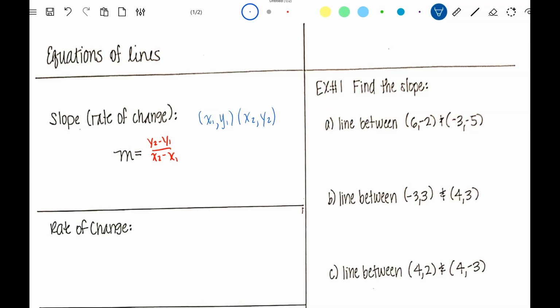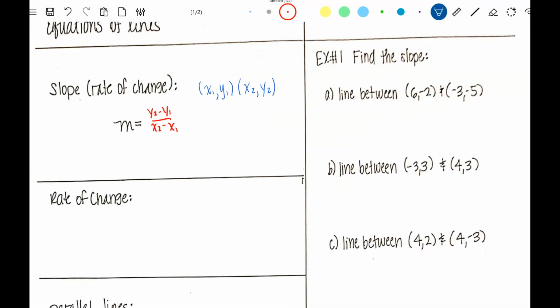And they both have an x and y, so we have to tell them apart somehow. So the first point is x1, y1, second point is x2, y2. Notice and remember that they have to correspond vertically here. The y2 goes over the x2 and the y1 goes over the x1. That's why we have it in that specific order, so that they correspond.